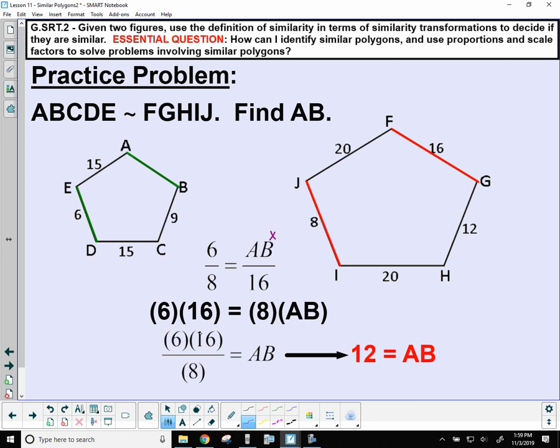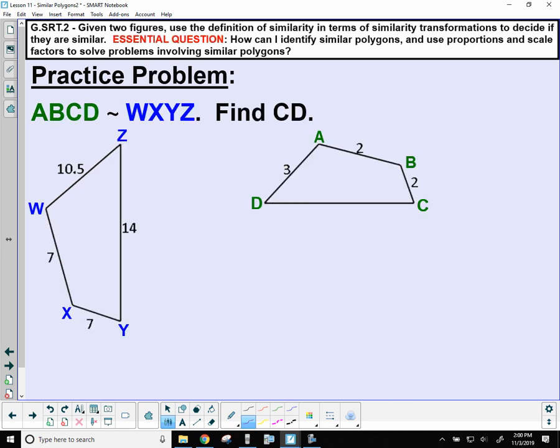Okay? Again, this could look different. You could pick different sides, but we should be getting the same exact thing. Okay? Again, try to find some ratios for CD. Pause the video, give it a shot.